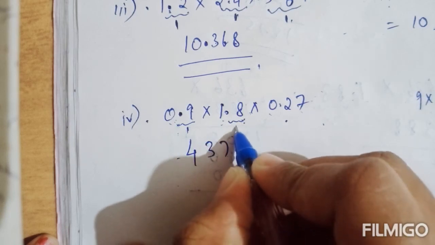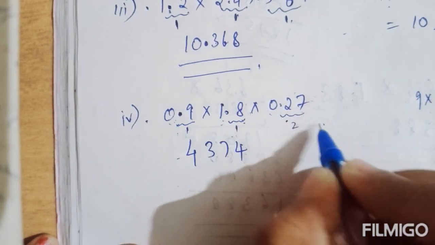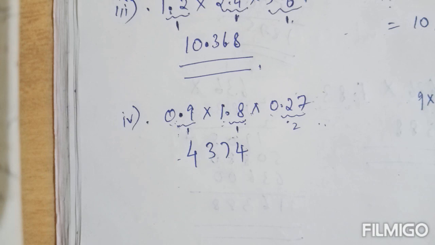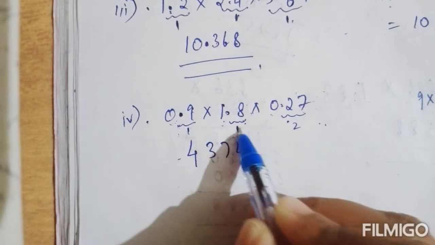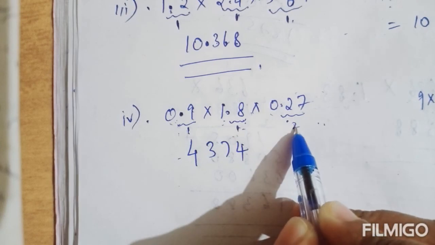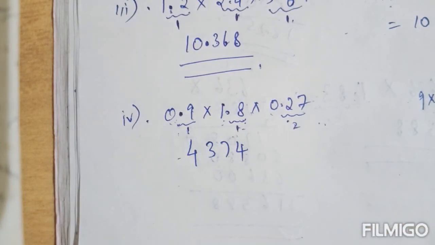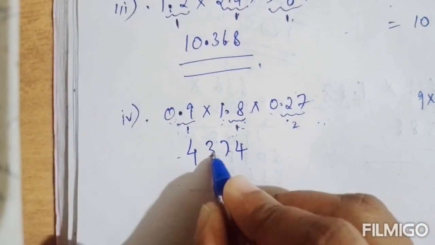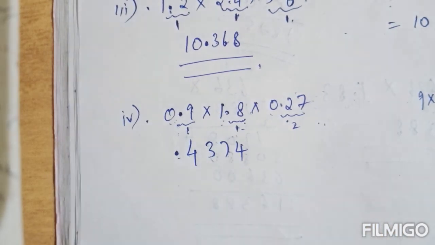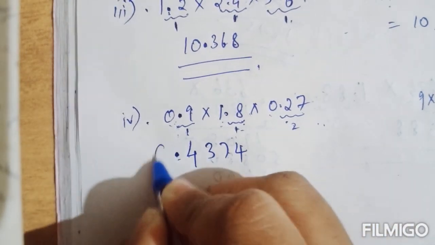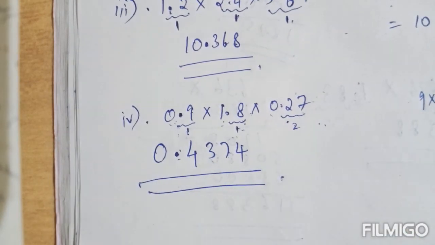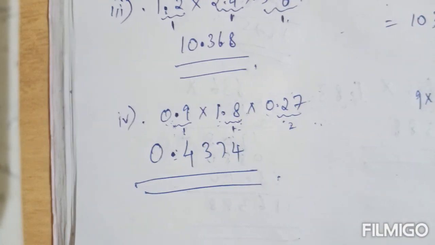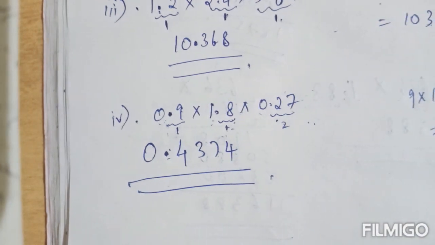In the second one also 1 digit is coming. In the third one 2 digits are coming. So in the answer, total of this 1 plus 1 plus 2, that is 4 digits should be there after decimal point. Okay, you can start counting from the right side. 1, 2, 3, 4. So here will be the decimal point, and before this point no digit is there, so you can put 0. 0.4374 will be the answer. Okay, do the fifth one, sixth one and seventh one as homework.